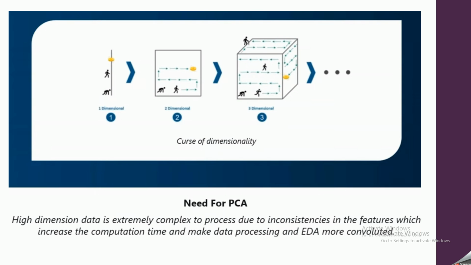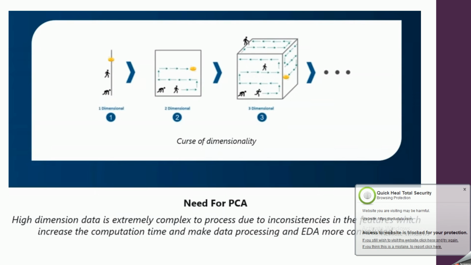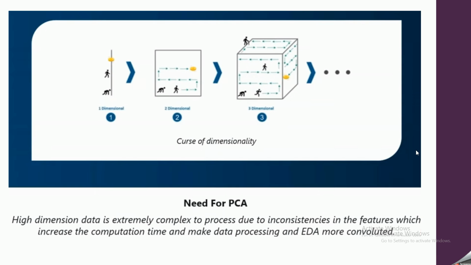So the need for PCA: high dimensional data is extremely complex to process due to inconsistencies in the features, which increase the computation time and make data processing and EDA more convoluted. Convoluted means complex. If you have a data set with multiple features, it will increase the complexity and the computation time.